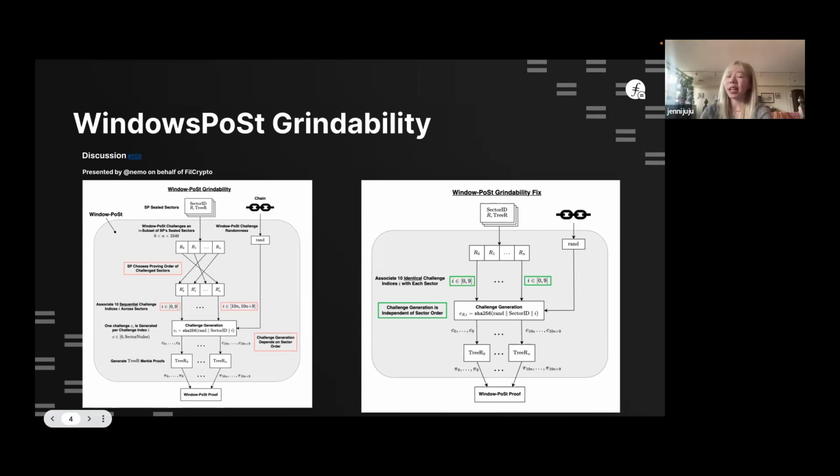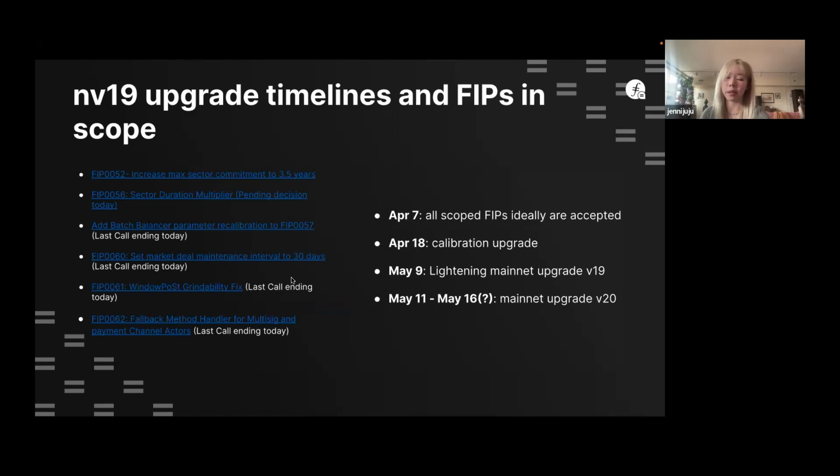Now that we have a decision on SDM, I do think we have a final scope for the next network upgrade in V19. So I just want to quickly update the timeline and align. Now we have the Venus team and Forest team with us as well, so I just want to quickly align on the timeline.